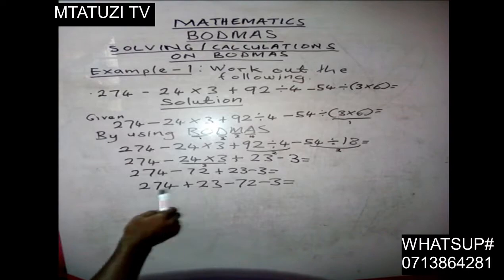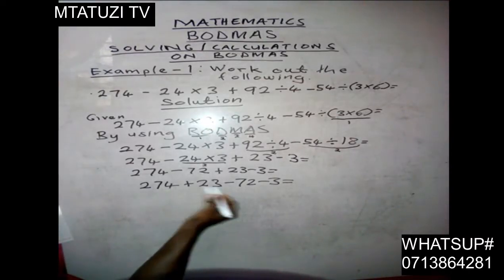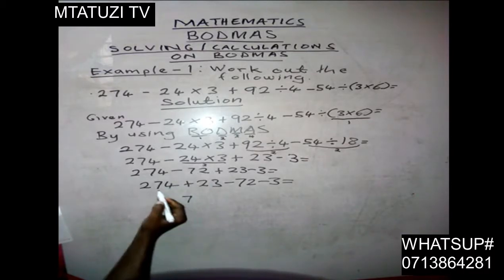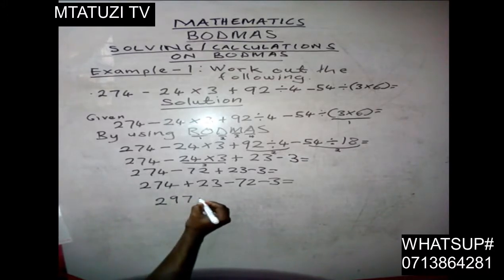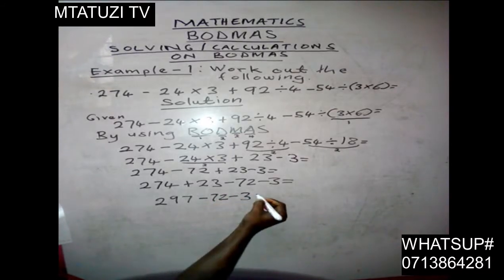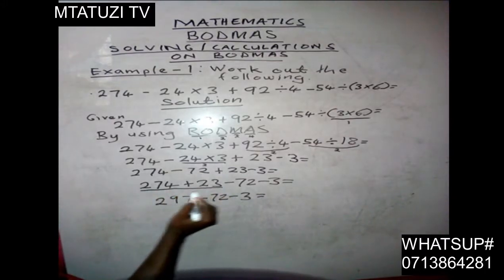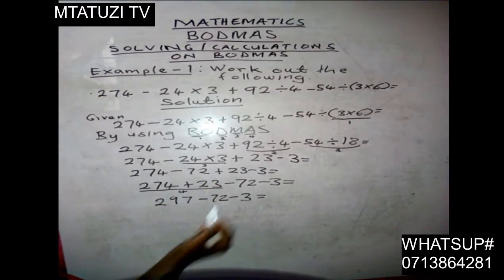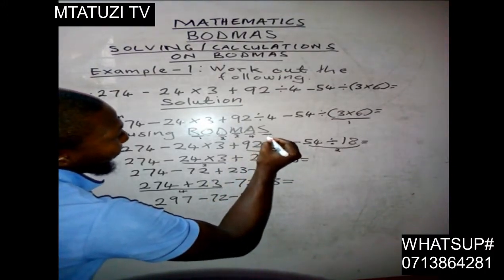So now let's add here. When we add here, we get how much? 4 plus 3 is 7, 7 plus 2 is 9, and here 2, minus 72 minus 3 is equal to. So this is operation number 4. Now we are going to see the last operation, and that is subtraction, operation number 6.